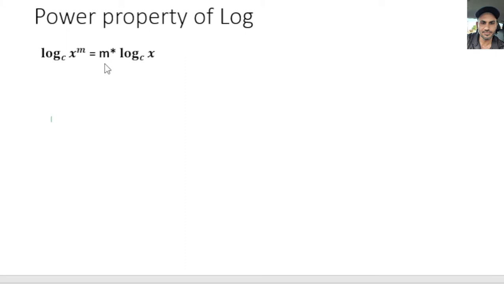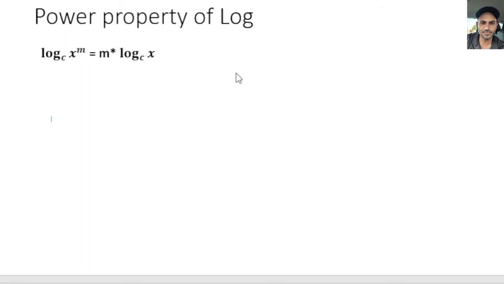So we can simplify that particular expression into, we bring the exponent to be the multiplier or the coefficient of the log times log of x with base c. So the difference between this side and this side is that the m here is in exponent form and here it's a multiplier. So basically we can take the m to the front of the log expression and make it a multiplier. It's like this, m times log of x with base c.